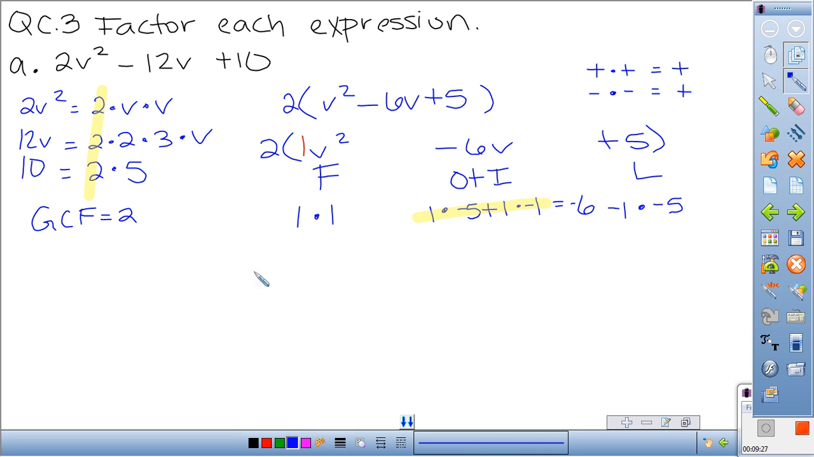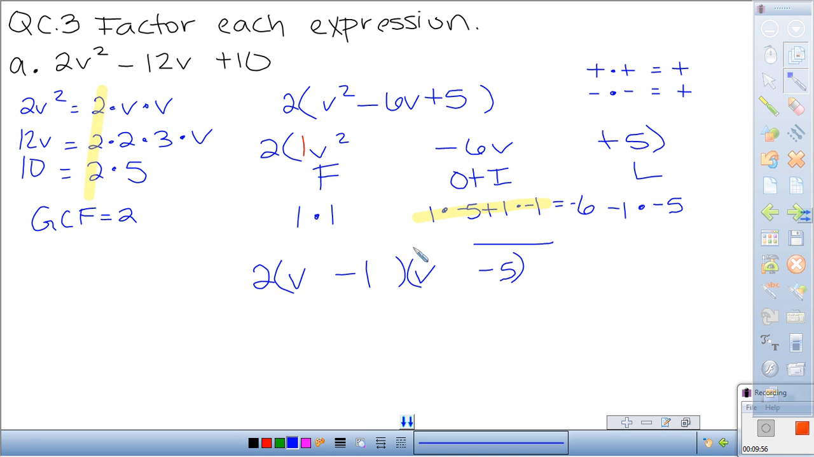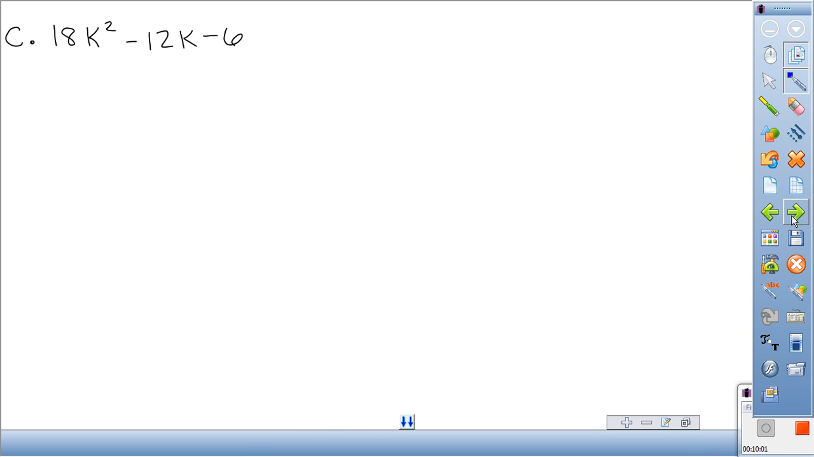So those are the numbers we're using for the binomials. Again, don't forget that 2. So it's 2 times the binomials, 1 outside and first. So I have 1v, which is just v. Negative 5 outside and last, so it goes over here. 1 on the inside, and that also came from first, so again, v here. And then negative 1 was inside and also last, so there's our negative 1, and there's your answer. Again, you can FOIL it out to check it. All right, let's try one more and we'll be finished with this last example.